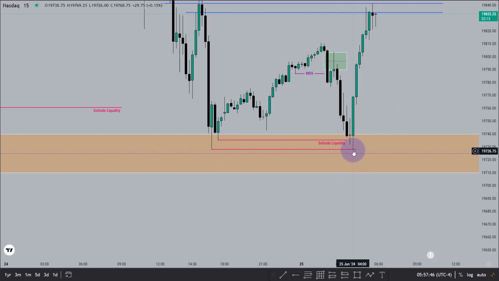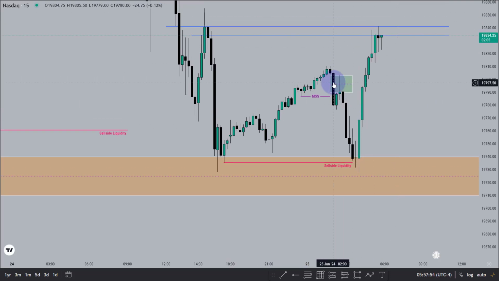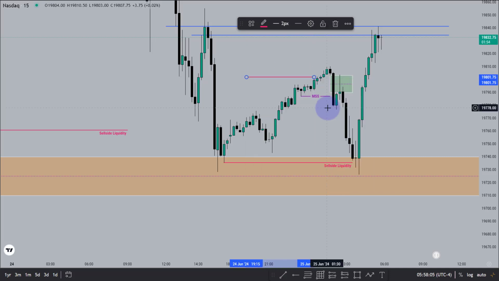How did it take it? A shallow run. I will explain this thing when I'll be here. First, let me explain here. Inside the London session, market fell dramatically. That is called the displacement. After taking all of the buy side liquidity, there is no buy side liquidity left over there. The entry fair value gap gave you a very nice market structure shift and the fair value gap.